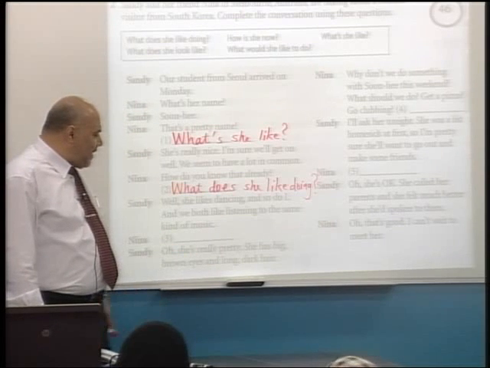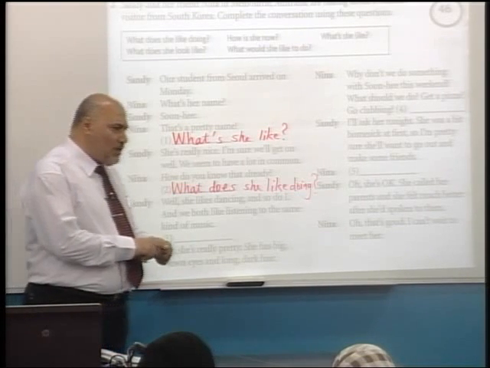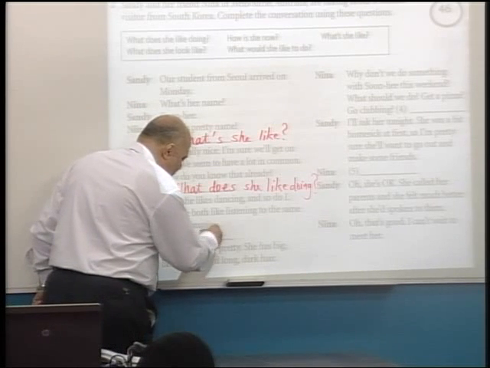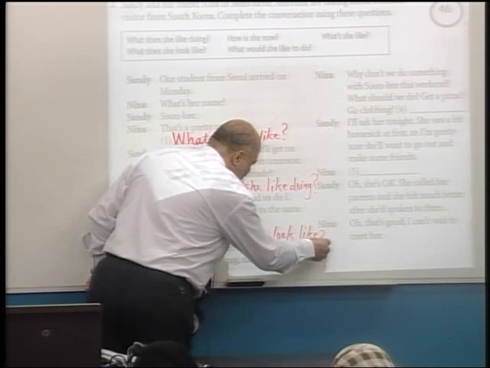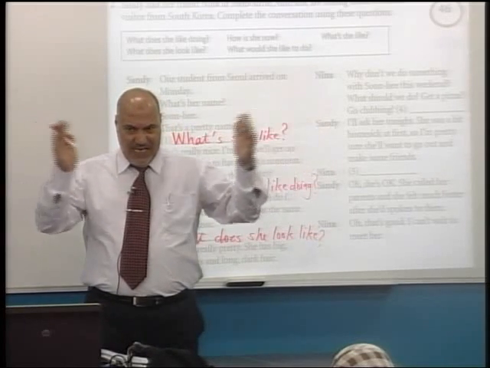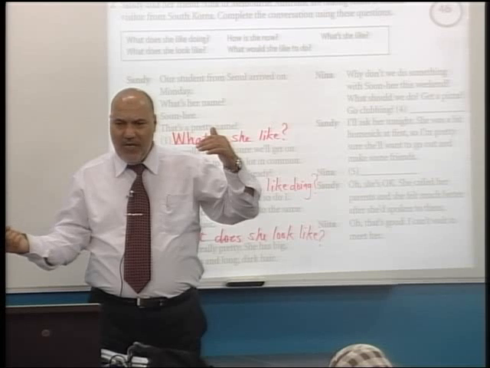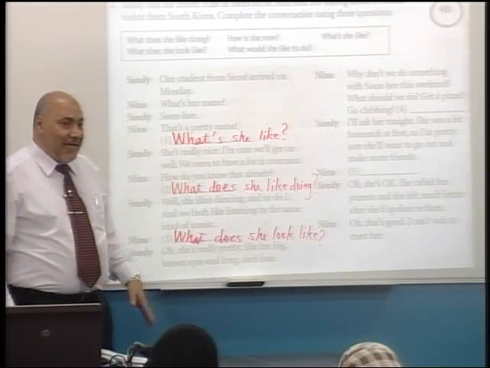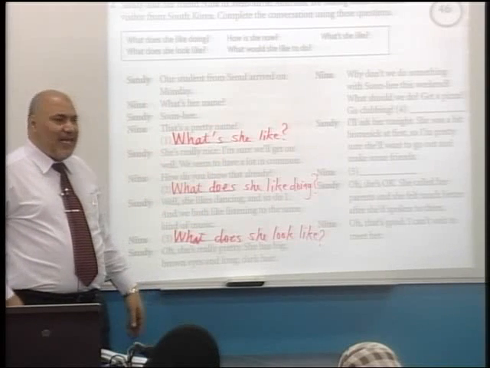Number 3. Oh, she's really pretty. She has big brown eyes and long dark hair. So the question here is, what does she look like? So here it asks about the physical appearance. The appearance: fat, thin, tall, short, pretty, not pretty, long hair, short hair, blue eyes, brown eyes, etc. So, what does she look like? Her physical appearance, the body, her shape.